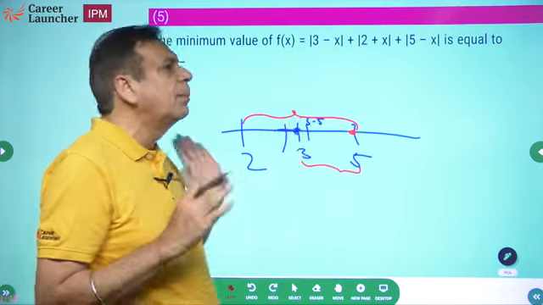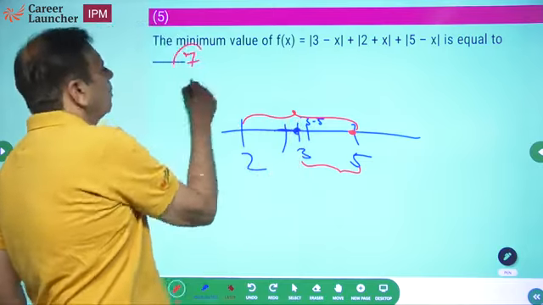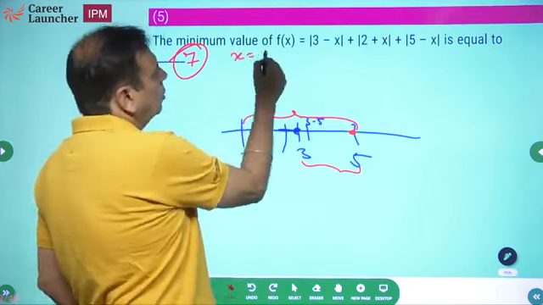The answer will usually be in the middle. And what is the value we have got? We have got the value as 7. Okay. So the minimum value of this function is 7 when x is equal to 3.